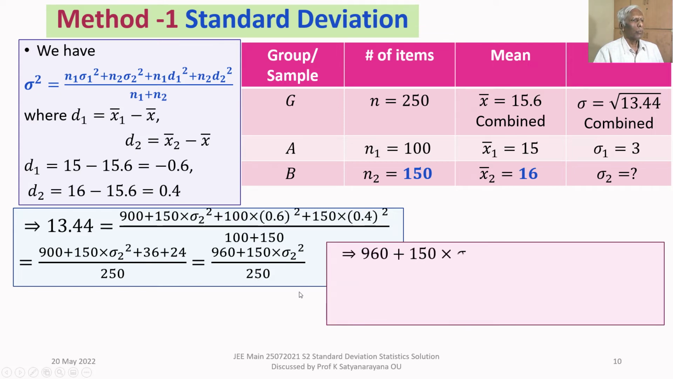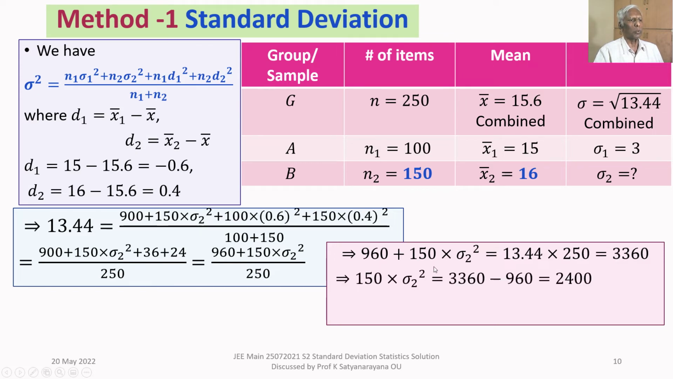Cross multiplying, we will get 960 plus 150 into sigma 2 square is equal to 13.44 into 250, and when multiplied you will get 3360, and that will give you 150 into sigma 2 square is 3360 minus 960, that is 2400, and sigma 2 square is equal to 2400 by 150, that is 16, and sigma 2 is 4. That is the standard deviation of the second sample.